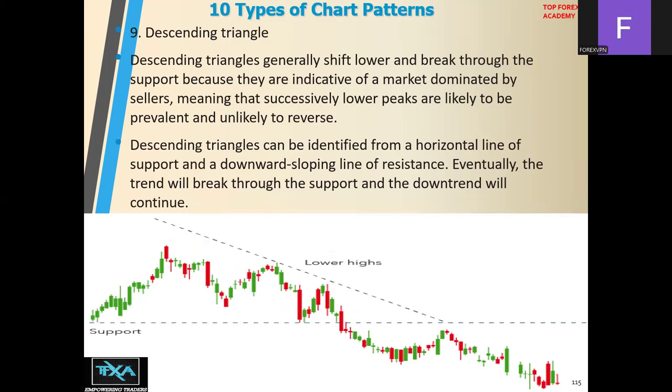Descending triangles generally shift lower and break through the support because they are indicative of a market dominated by sellers, meaning that successively lower peaks are likely to be prevalent and unlikely to reverse. A descending triangle can be identified from a horizontal line of support, just like this, and a downward sloping line of resistance. Eventually, the price breaks through the support and the downward trend continues.